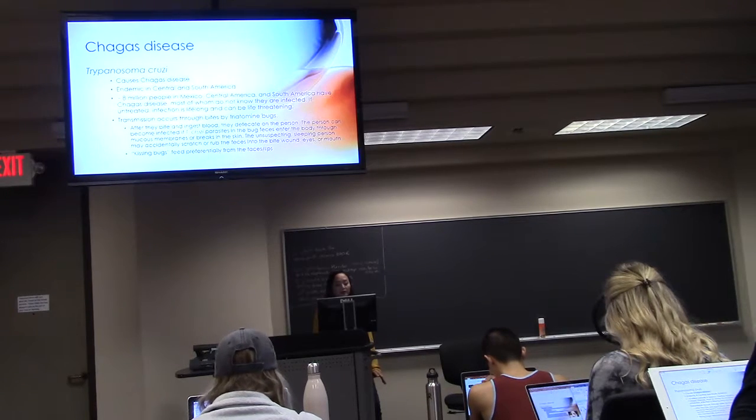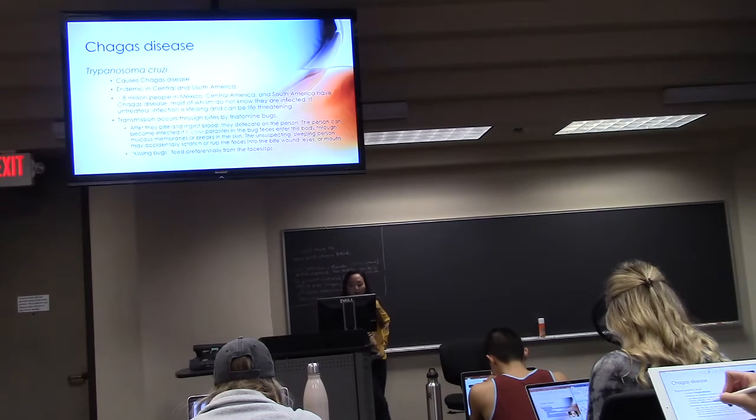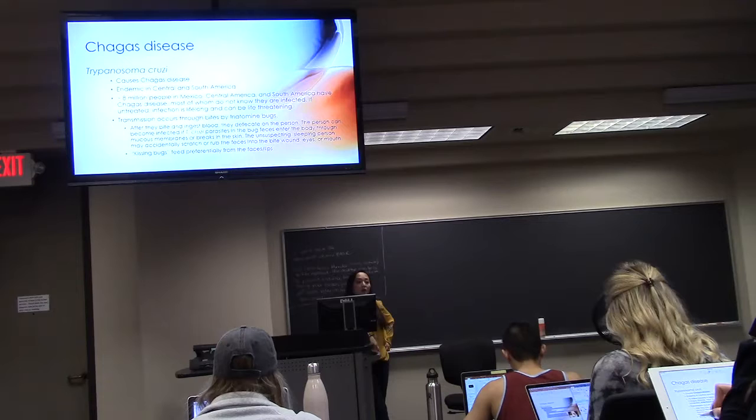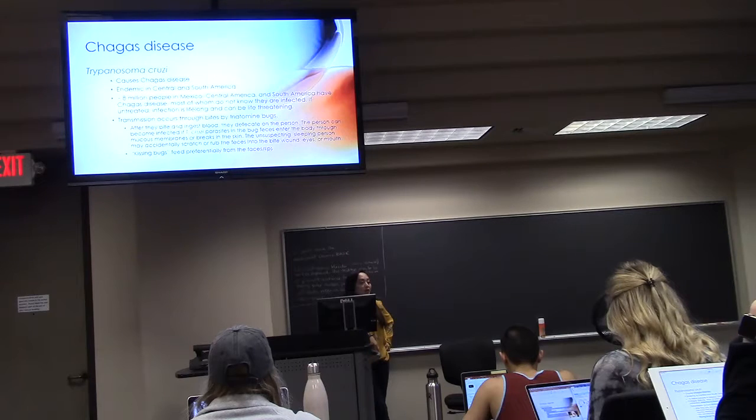Transmission occurs through bites by triatomine bugs. After they bite and ingest the blood, they defecate on the person. These are also known as kissing bugs. These bugs like to come out at night while you're asleep. They crawl up onto your face and bite your face, usually around your lips or anywhere there's mucosa. That's why they call them the kissing bugs.